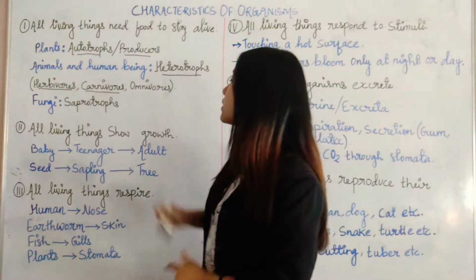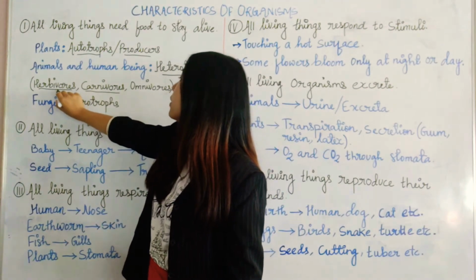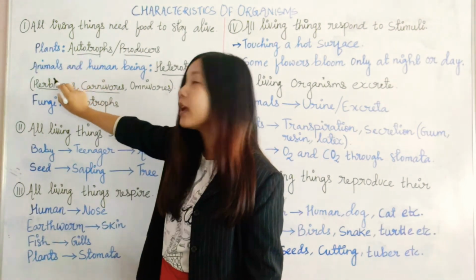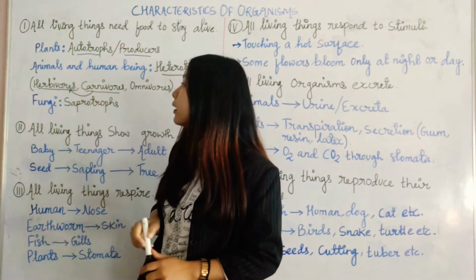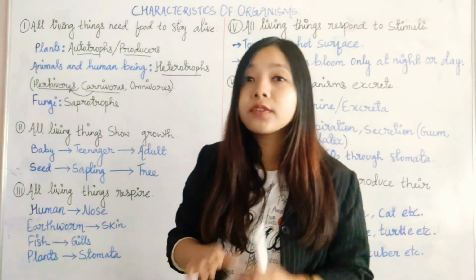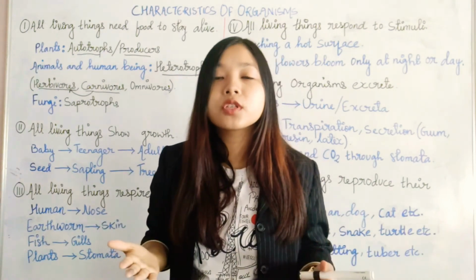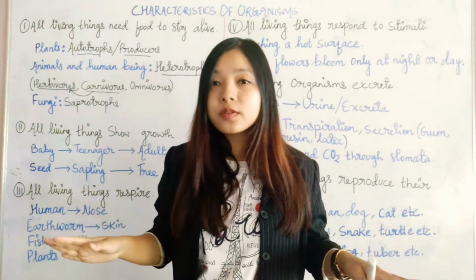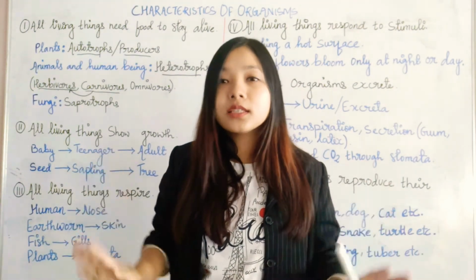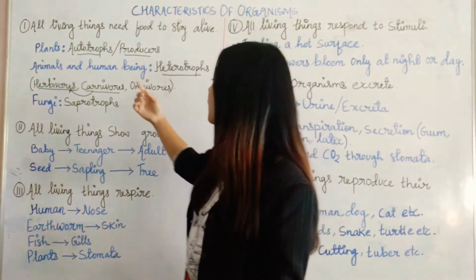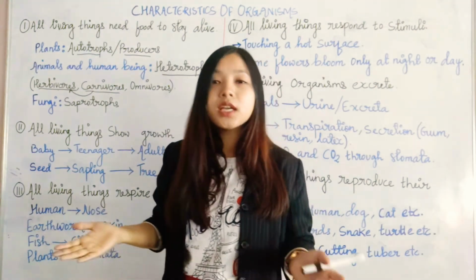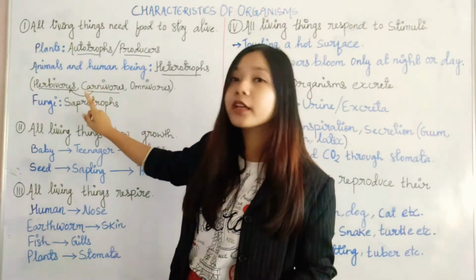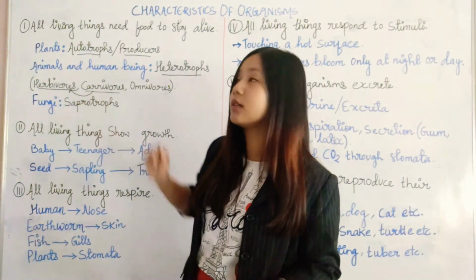How? Because these herbivores will feed upon the plants and these carnivores will hunt and kill and then eat these herbivores. If there are no plants, no herbivores will be there, and if no herbivores will be there, herbivores like deer, goat, then the carnivores like lion, tiger, they will not have their food. So they are indirectly dependent on the plants.